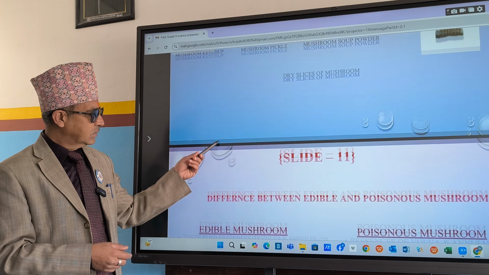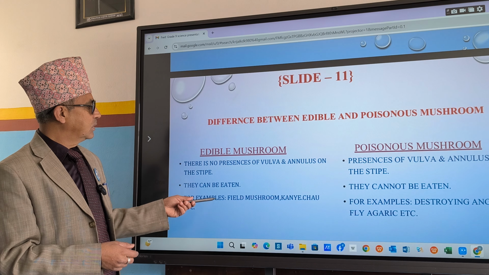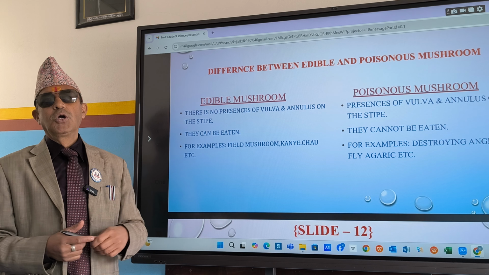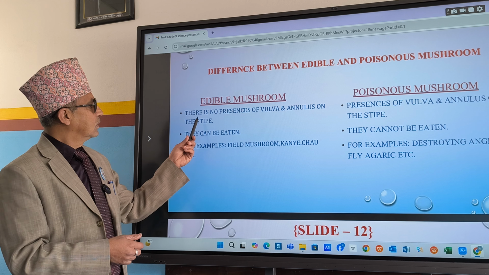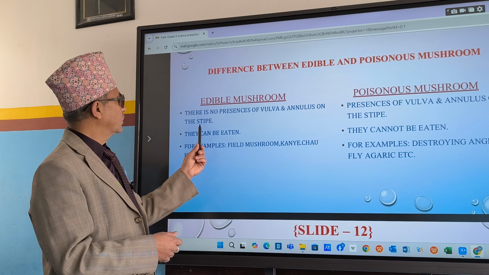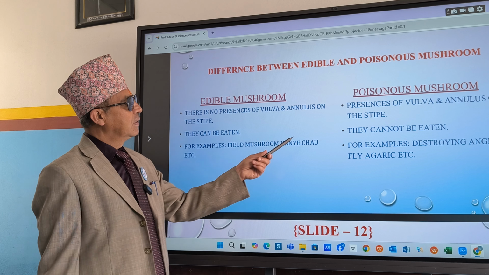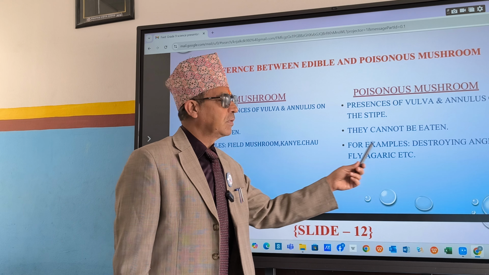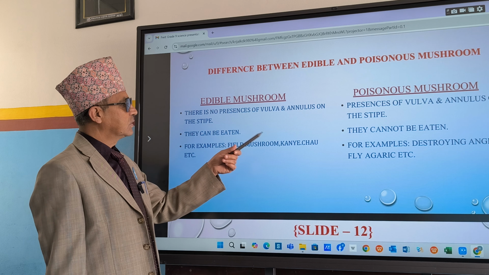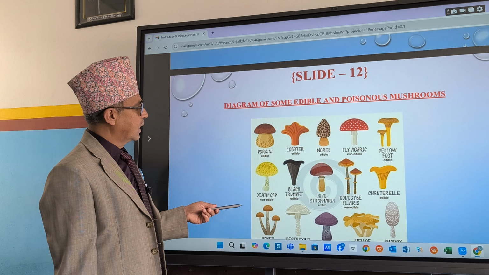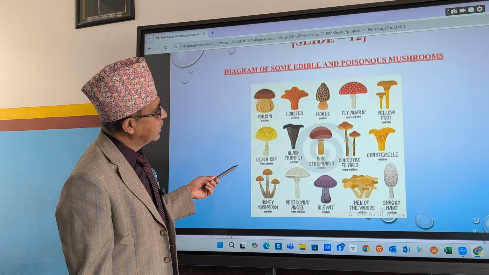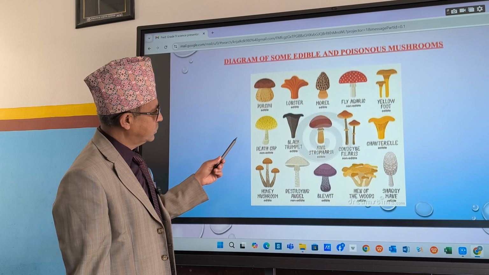in the market. And the differences between edible mushroom and poisonous mushroom. How to identify whether it is edible or poisonous? If there is no presence of volva or annulus on the stipe, it is edible. If there is presence, it is non-edible. They can be eaten, cannot be eaten. Examples are given, with diagrams of some edible and poisonous mushrooms.